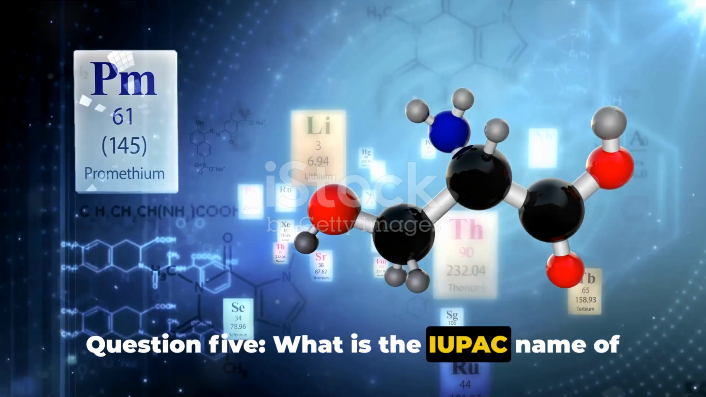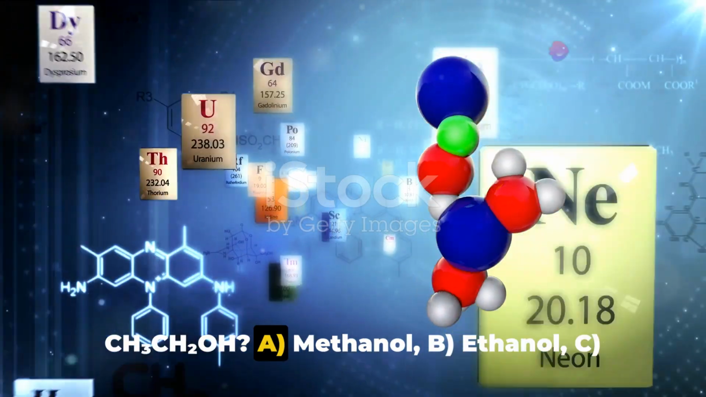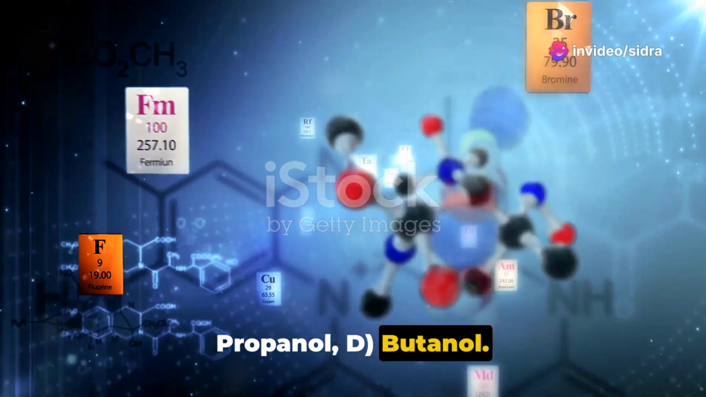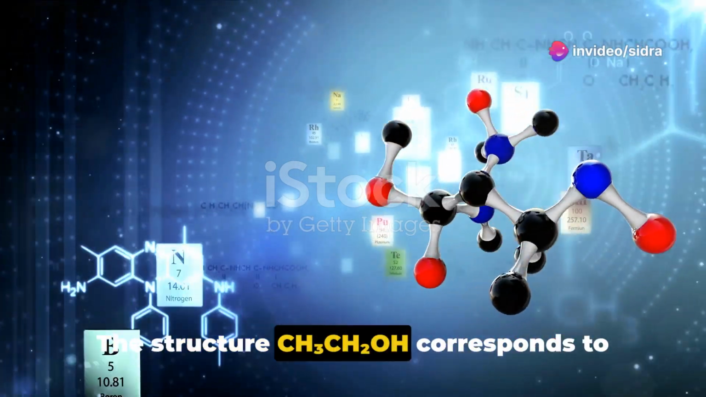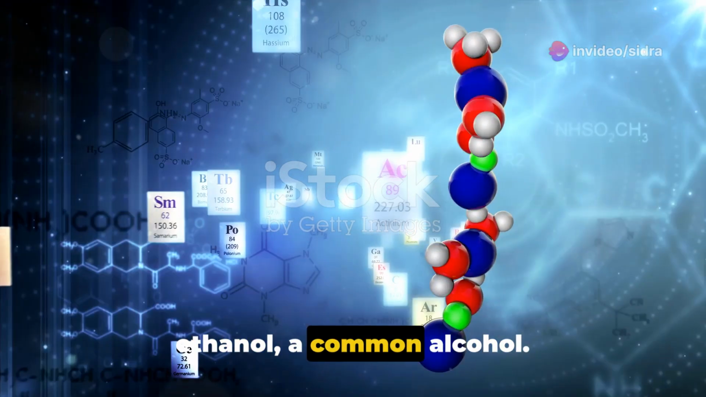Question 5. What is the IUPAC name of CH3CH2OH? A. Methanol. B. Ethanol. C. Propanol. D. Butanol. Correctly, it's B. Ethanol. The structure CH3CH2OH corresponds to ethanol, a common alcohol.